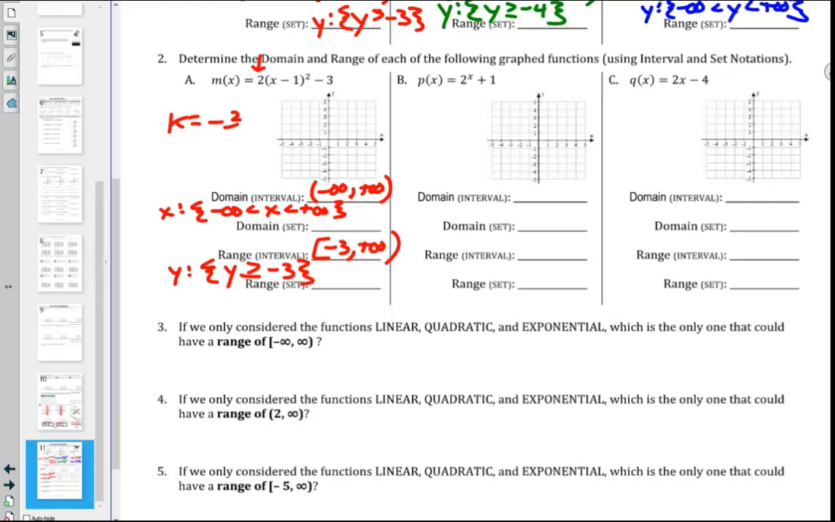How about b? What is b? What type of function is b? Exponential. What is the domain of any exponential function? Yeah, all real numbers. So -infinity to +infinity in interval notation. In set notation, x such that -infinity is less than x is less than +infinity.